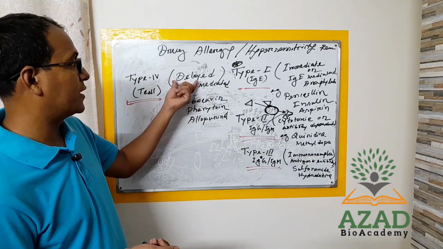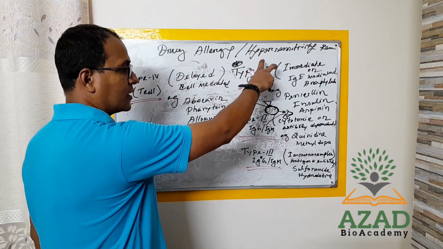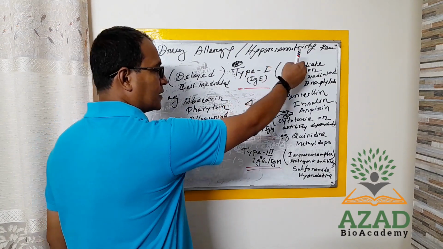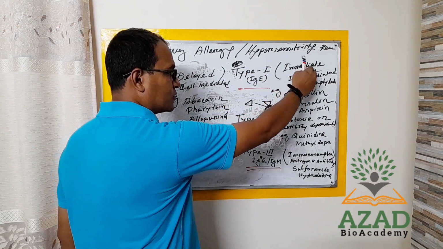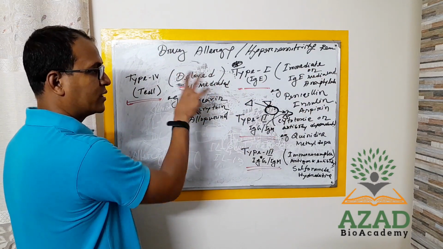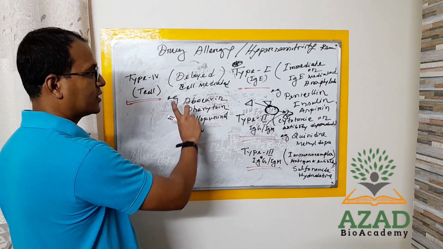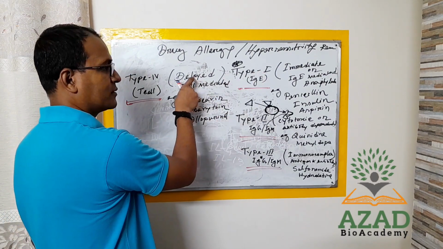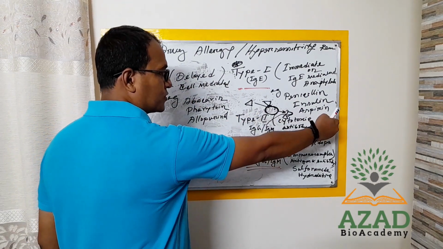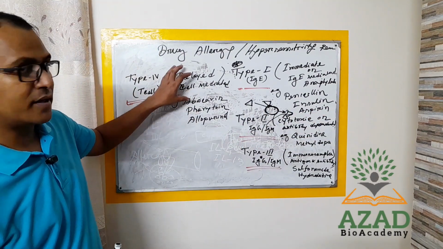But why is it called delayed? Because it is compared with the actual allergic reaction, that is type 1. That one happens within a few seconds to a few minutes or hours, and this will happen within 72 hours. So in comparison with type 1, it is delayed, but actually it is not delayed otherwise. That is, it will take even 2 to 3 days. Okay, so this is the delayed one.